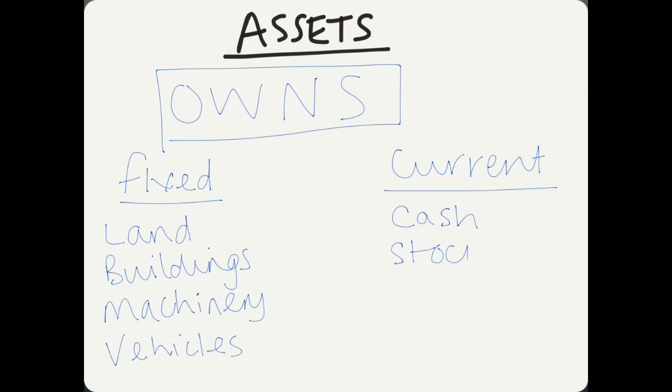Stock. A business would hope to sell its stock in less than a year. And debtors. Debtors are people who owe you money, usually your customers. Not all businesses have debtors, but businesses who do have debtors, usually we're talking about customers who owe the business money.